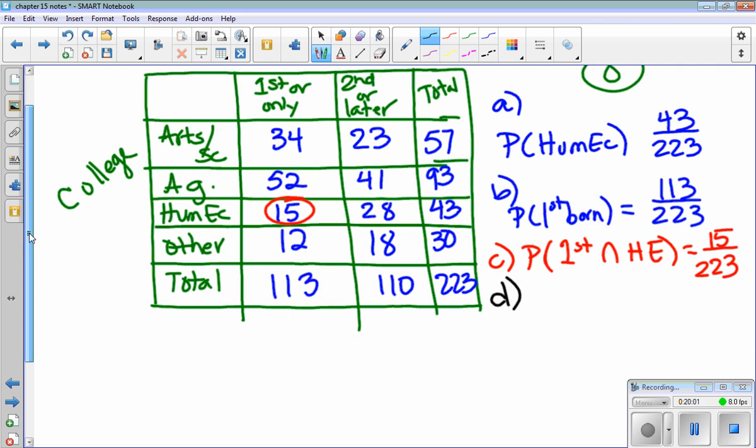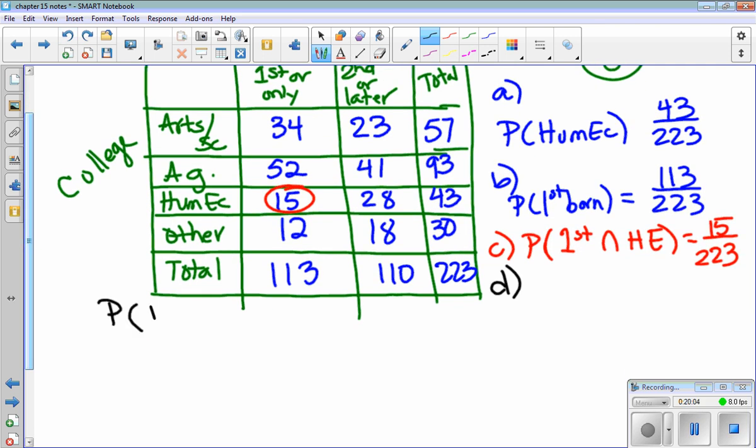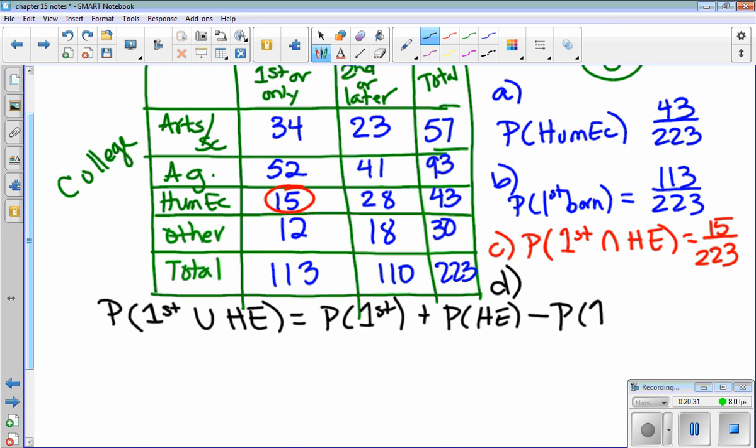So let's look at that. I'm going to write it out first. What's the probability that they're firstborn or a human ecology student? With me so far. I'm just going to use the addition formula, or the OR formula that we just looked at. Okay, in the first formula on your probability column. I'm going to write it in context here. If it's an OR, we know it's the probability of first plus the probability of human ecology minus the probability of first and human ecology. In context, are we okay with that? Just using the formulas, all I'm doing.